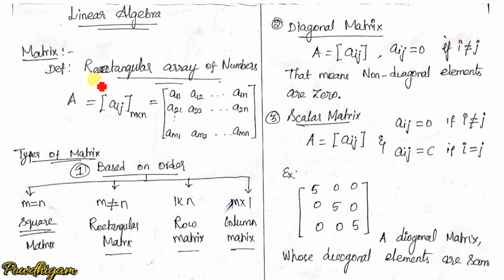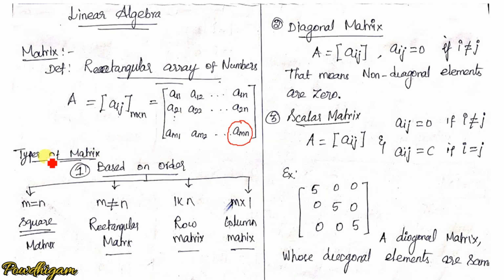A matrix is nothing but a rectangular array of numbers or elements. We can define a matrix A equal to [a_ij], where i represents the number of rows and j represents the columns. So m cross n, where m represents rows and n represents columns. This can be written as a11, a12, up to a1n, a21, a22, up to a2n, and so on up to am1, am2 and amn. This is the simple definition of a matrix.